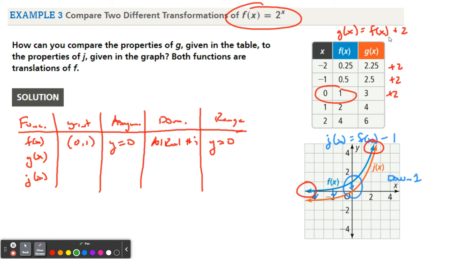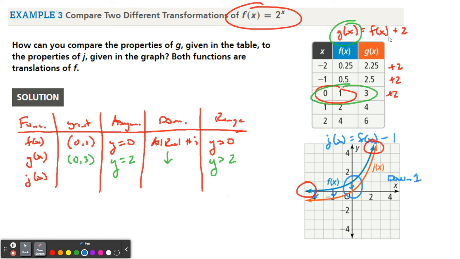Okay, let's do g of x in green. So now for g of x, the y-intercept is 0, 3, because it's shifted up 2. The asymptote line, again, we can't see this visually, but it's going to shift up 2 as well. So now it's going to be y equals 2. You're still all real numbers, but now your range is y is greater than 2. Because if that asymptote is 2, it has to be bigger than 2.